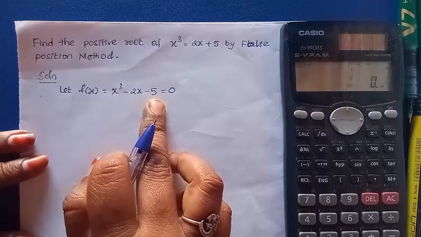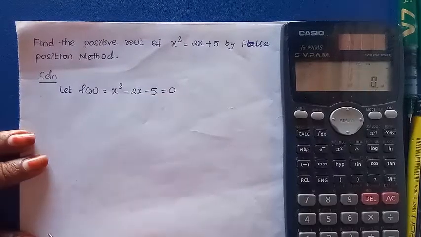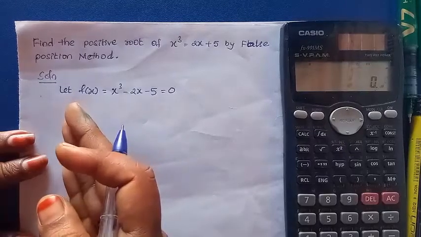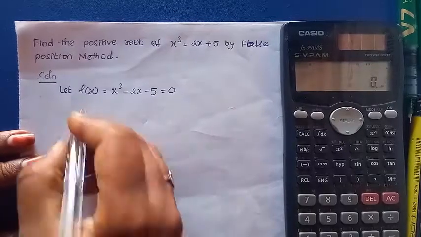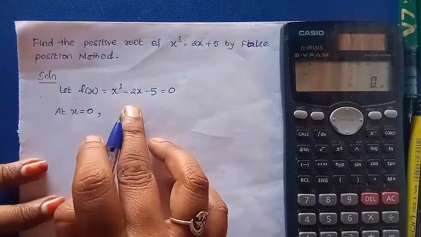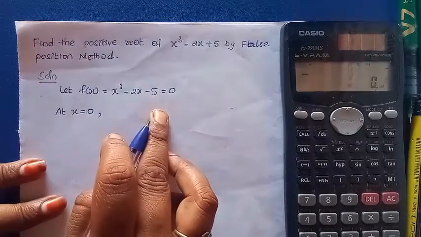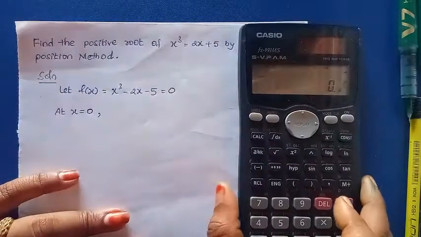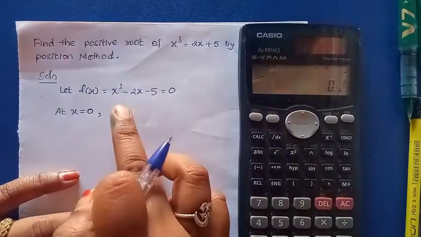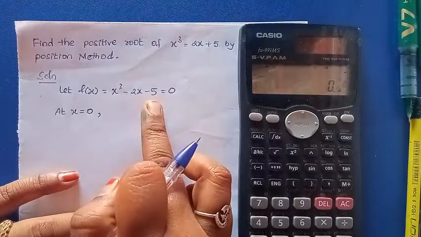As I said, try with different values of x by substituting it in the function, starting with x equal to 0. At x equal to 0, we have to find out the value of this function and we have to find out what is the sign of the value. Let me tell you how to use the calculator to find out the value of this equation.